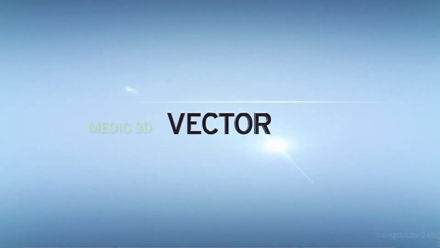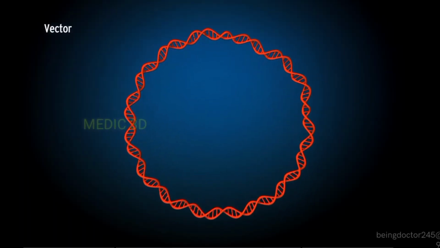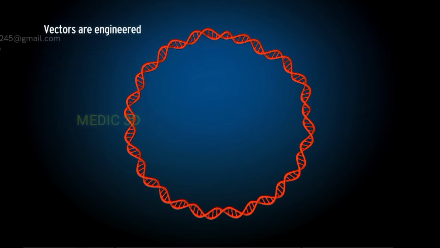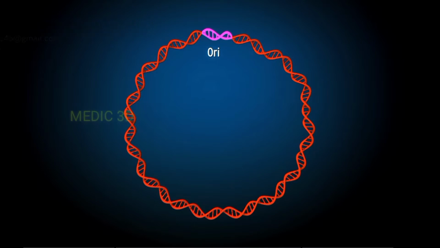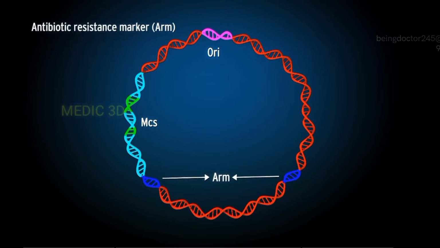Vector. We use a carrier known as a vector to transfer a gene from one organism to another. These vectors are engineered to contain the following parts: an origin of replication to facilitate the expression of the gene, multiple cloning sites which contain numerous sequences recognized by restriction enzymes, and an antibiotic resistance marker that allows the organism to thrive in a medium containing specific antibiotics.